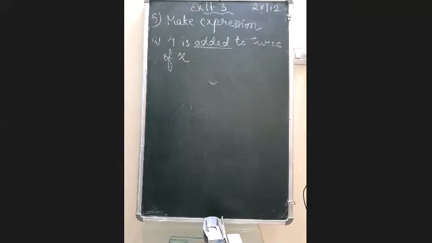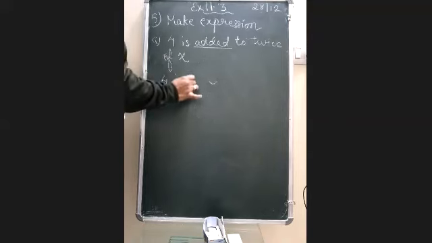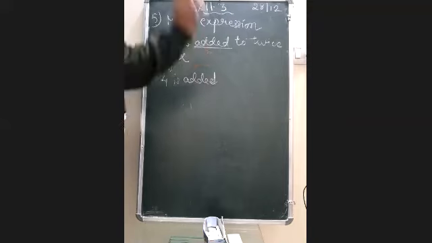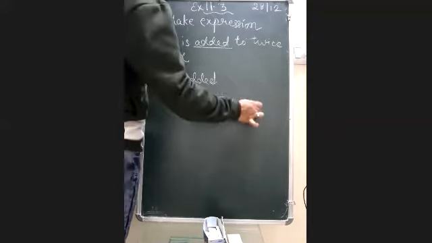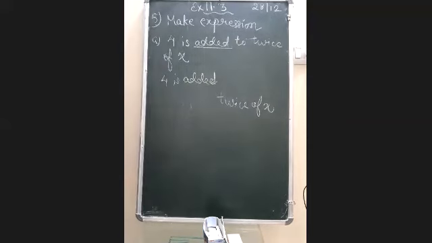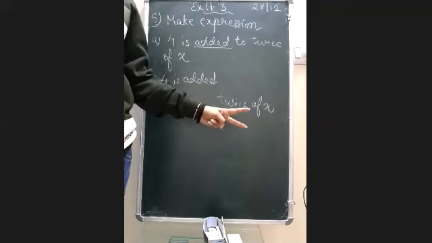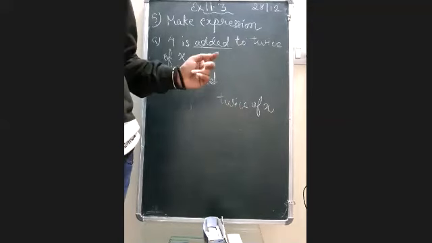It means whenever you will have this kind of questions, what you are going to do, you have to just make your question in two parts. ठीक है? How will you make in two parts? Remember, यहाँ पर अगर हम क्वेश्चन को गौर से देखें तो we have 4 is added and another line is twice of x. ठीक है? We have two steps. 4 is added and twice of x.